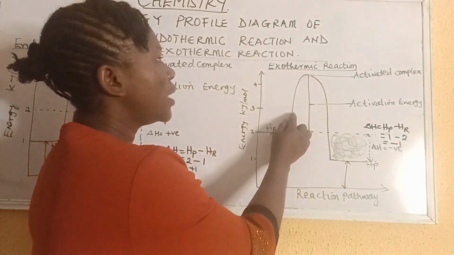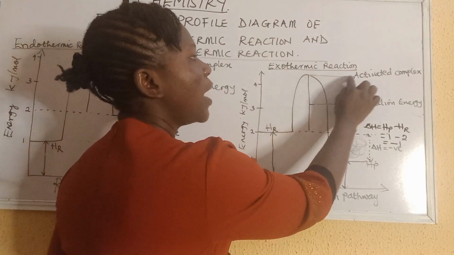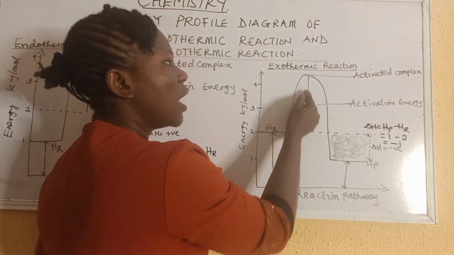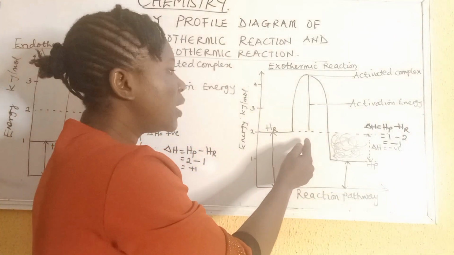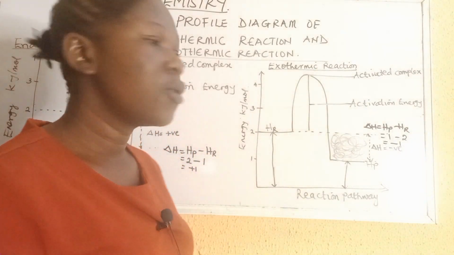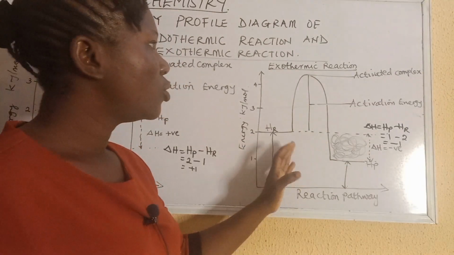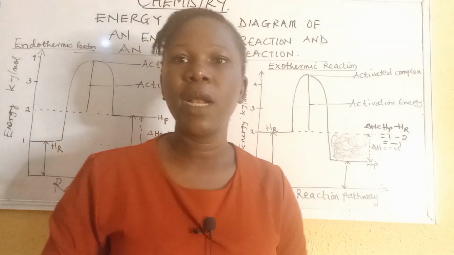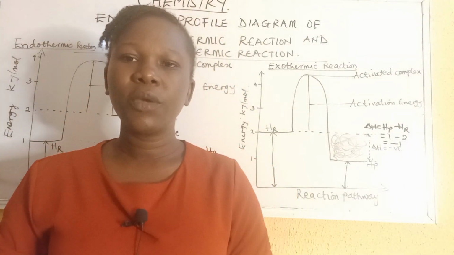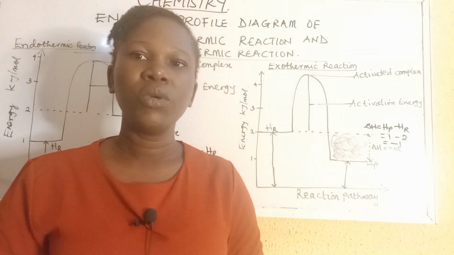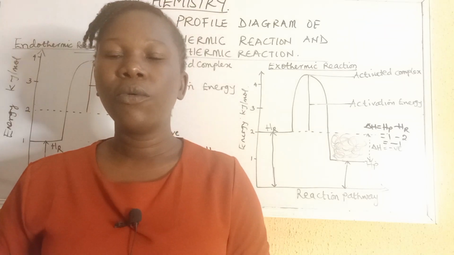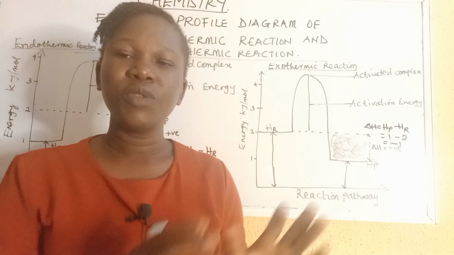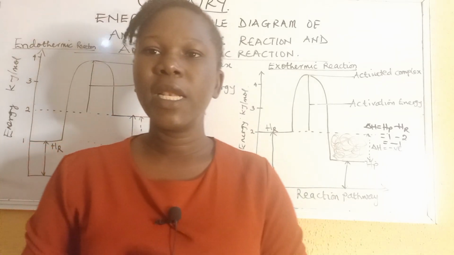Now, look at this energy profile diagram too. We have the activated complex. We have the activation energy, the minimum energy required for such a reaction to occur. So this shows the energy profile diagram of an exothermic and an endothermic reaction. Watch out for my video on the effect of catalyst on the rate of chemical reaction, which will be shown on an energy profile diagram.